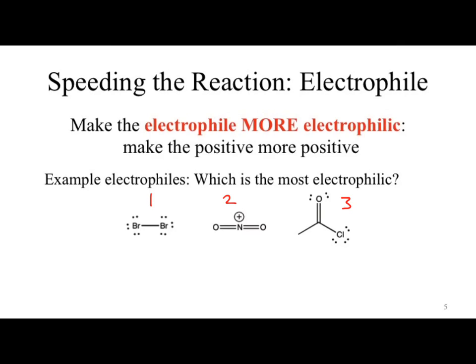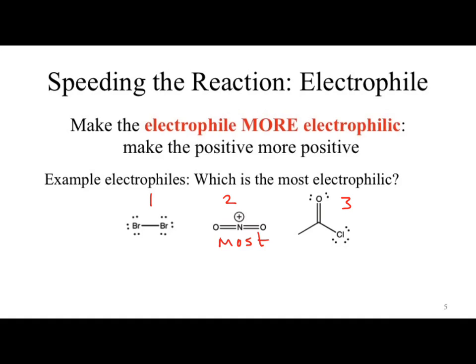Which is the most electrophilic? 2. Why is 2 the most electrophilic? It's the one that's positive. Which one's next? All of these, by the way, are valid electrophiles. All of them are valid reagents to use in an EAS reaction. 3 is being more electrophilic.